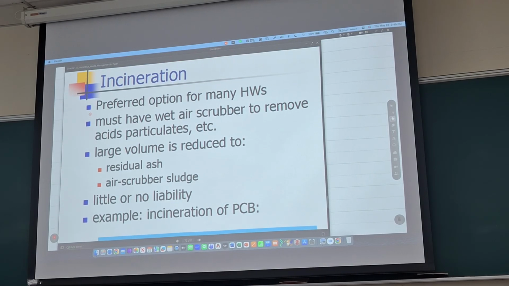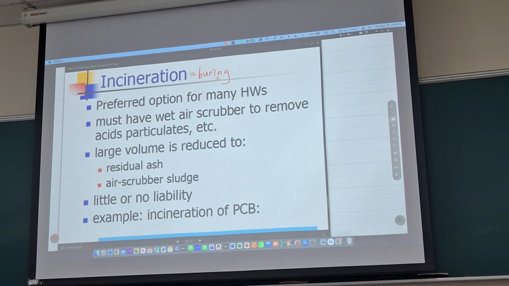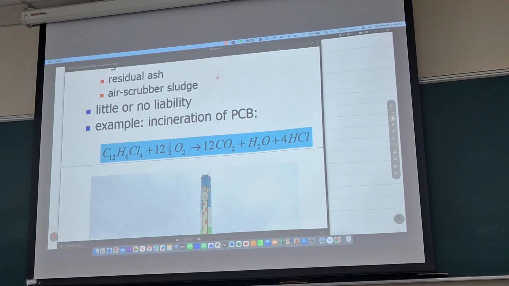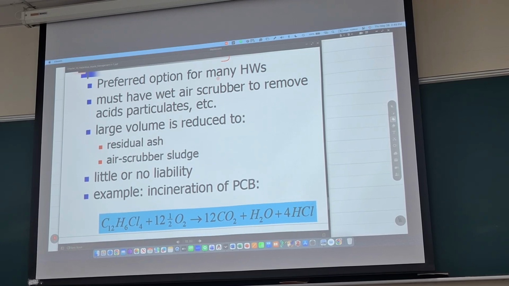Incineration. Okay, I heard group 1 also presented incineration, right? So incineration means burning. But we need to burn the hazardous waste at very high temperature. Not normal temperature, it must be very high temperature.